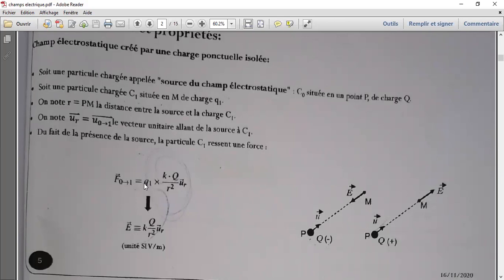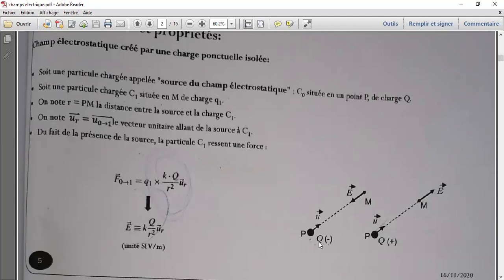Unlike for force, where you include the Q1, the charge which is also affected, the charge which receives. So when you're calculating force, you calculate the force which is created between the two charges, the one which causes and the one which receives. But when you're calculating the electric field, you only calculate for the charge of the source, the particle which is causing the force. In this case, the charge which is causing the force is the capital Q.